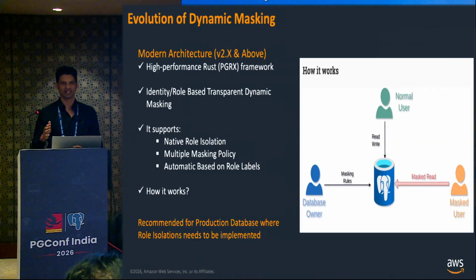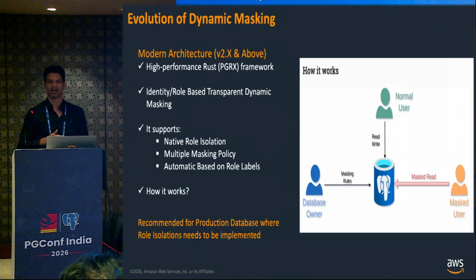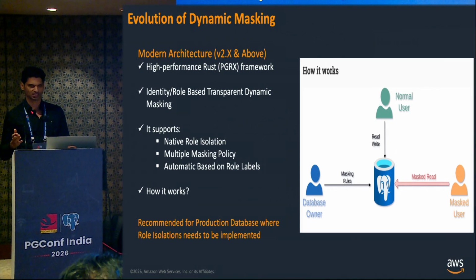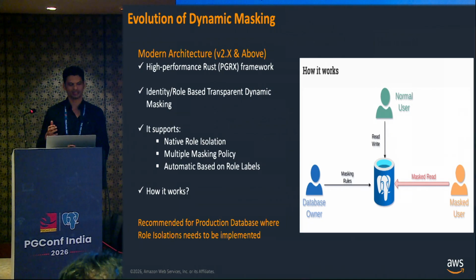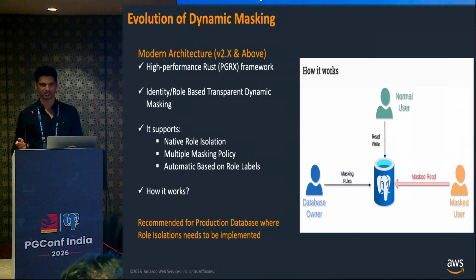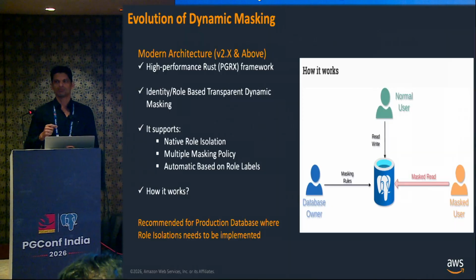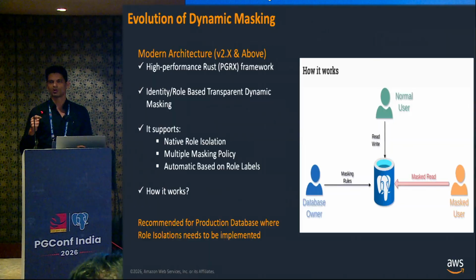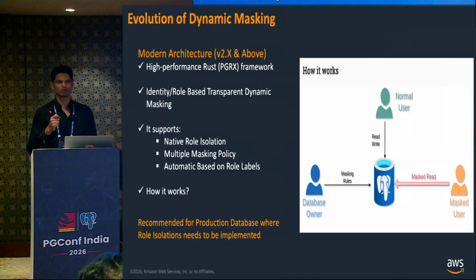That's why it is very transparent, and it is called role-based or identity-based transparent dynamic masking. It supports native role isolation because it allows you to create multiple role masking policies. And it is highly recommended for production databases wherever you want to implement role-based isolation.